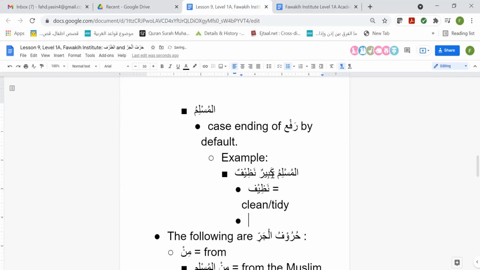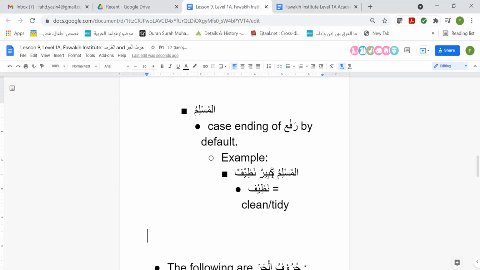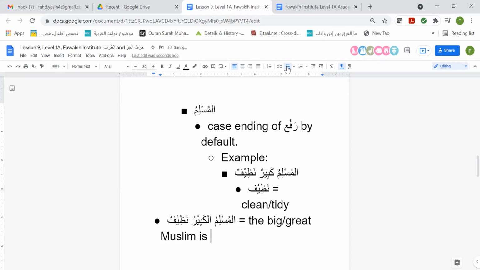In fact, let me put it right here. Okay, this is going to be here. Let's try this. If you said the following: al-Muslimu al-kabiru nadhifun. This is the big Muslim, big or great, depending on how you look at it. The bigger Muslim is clean.